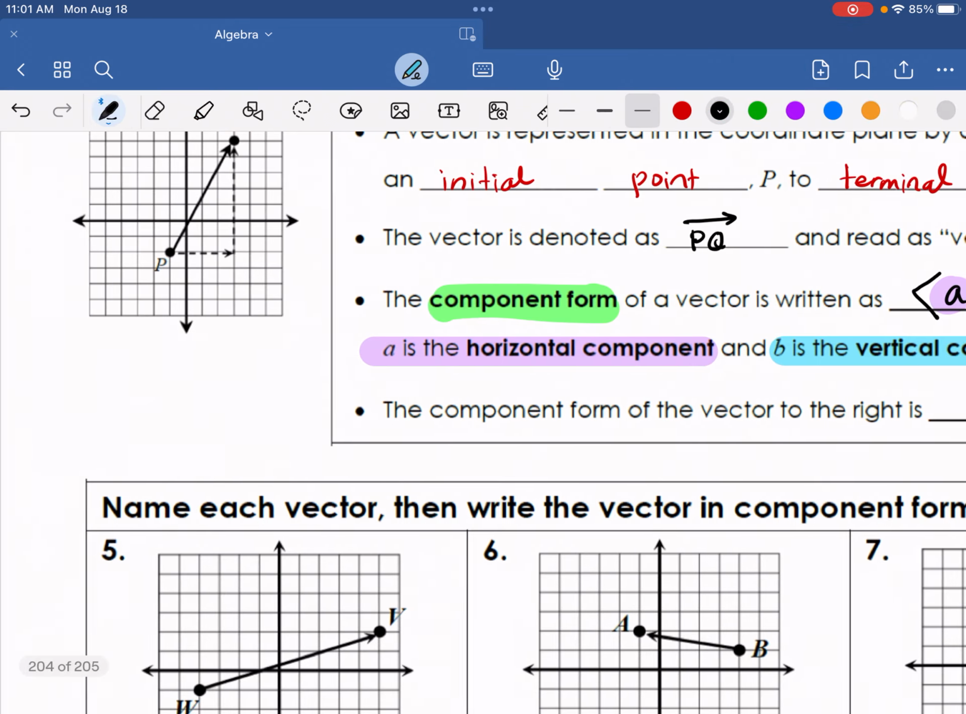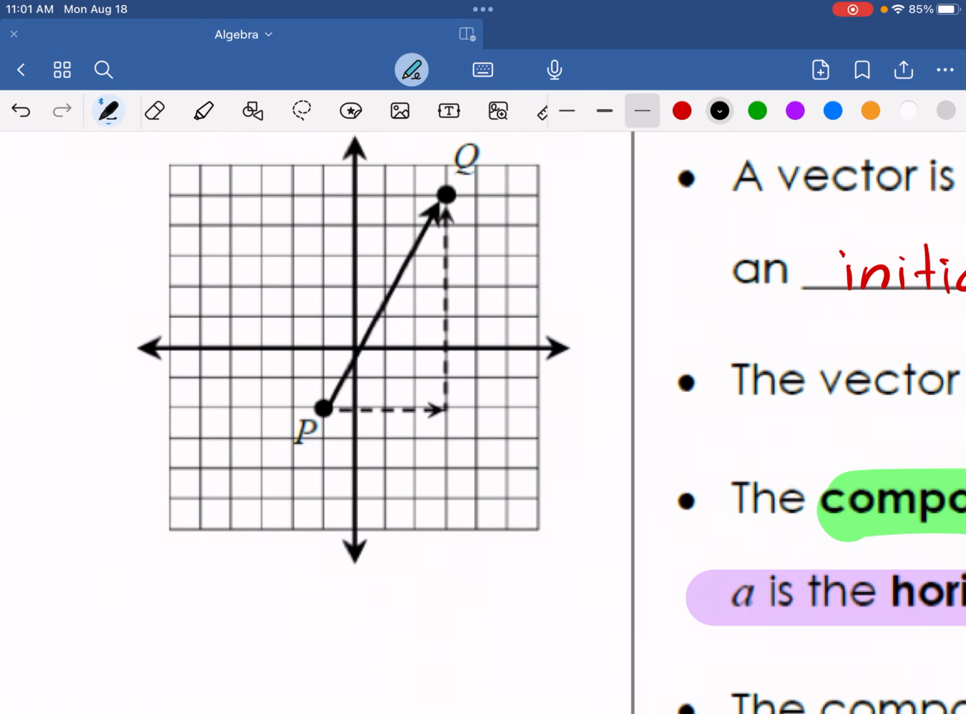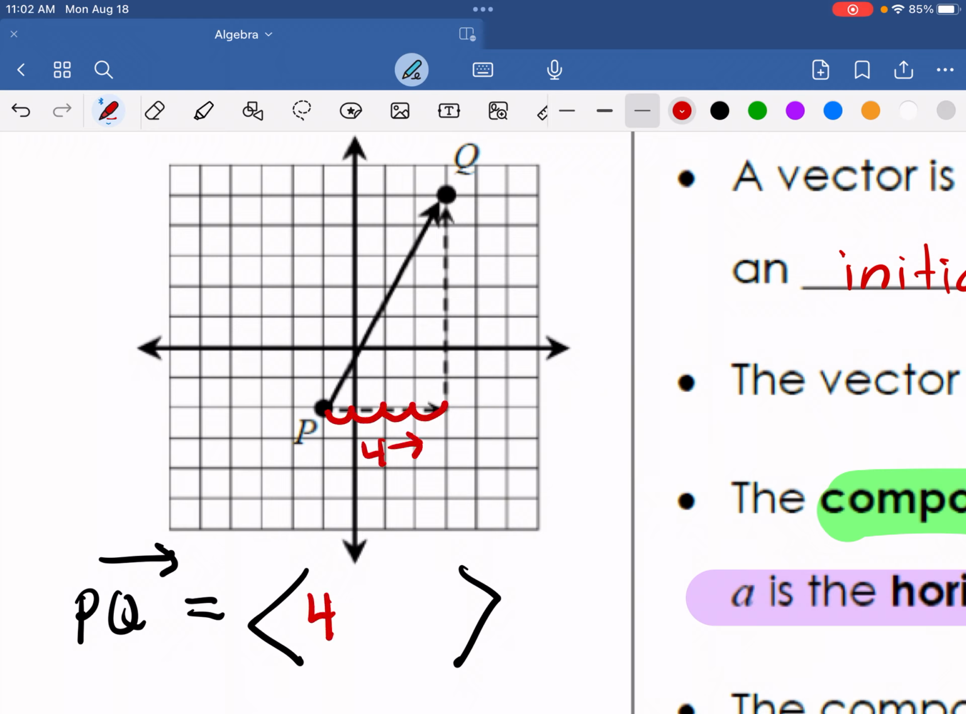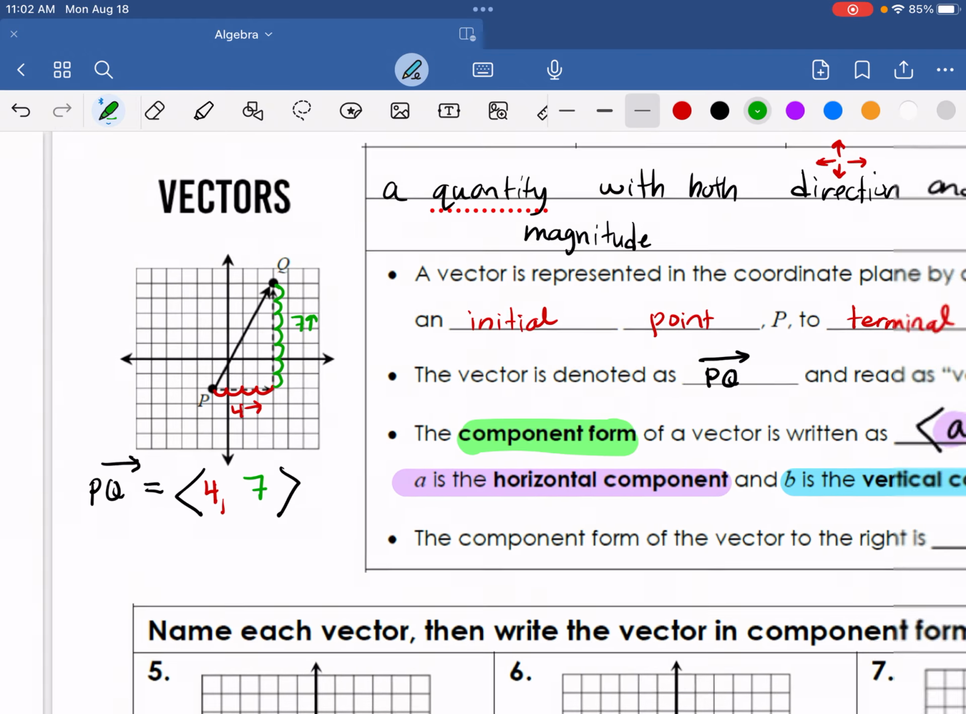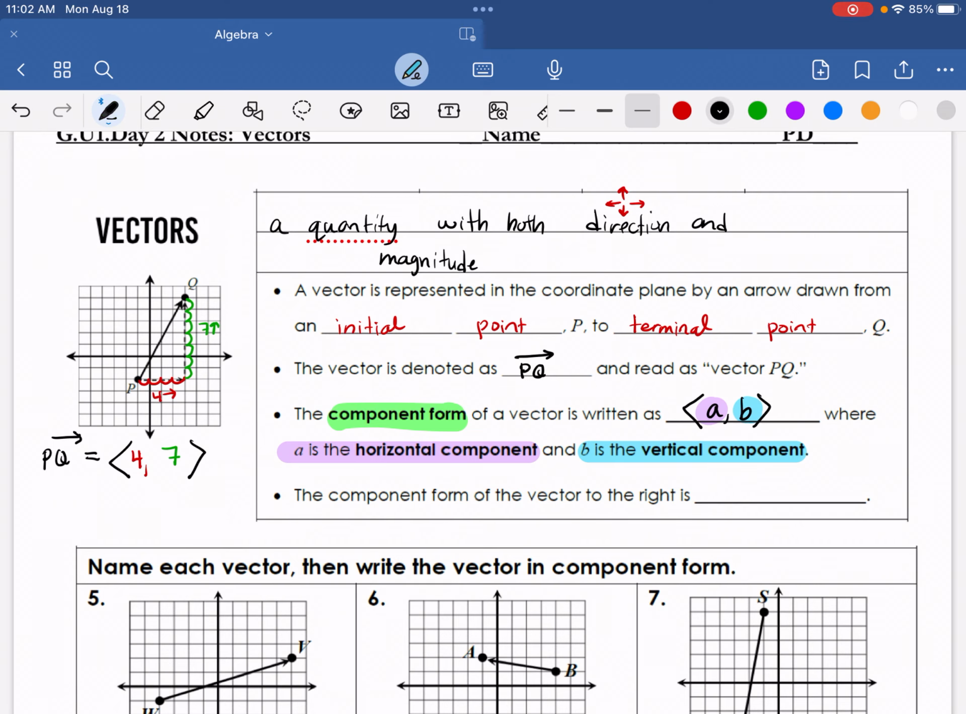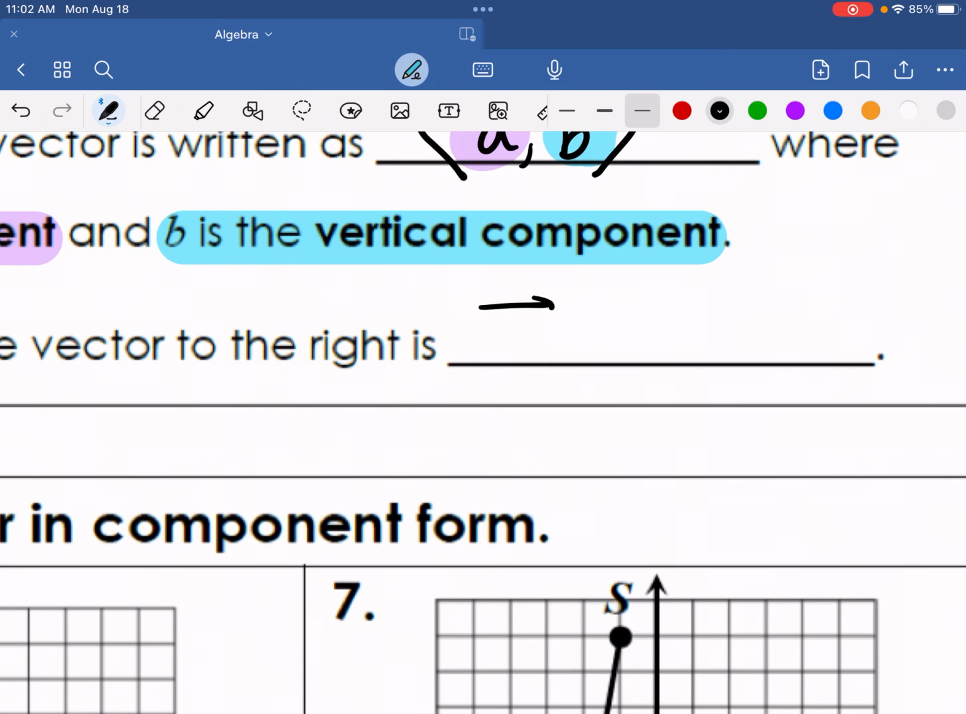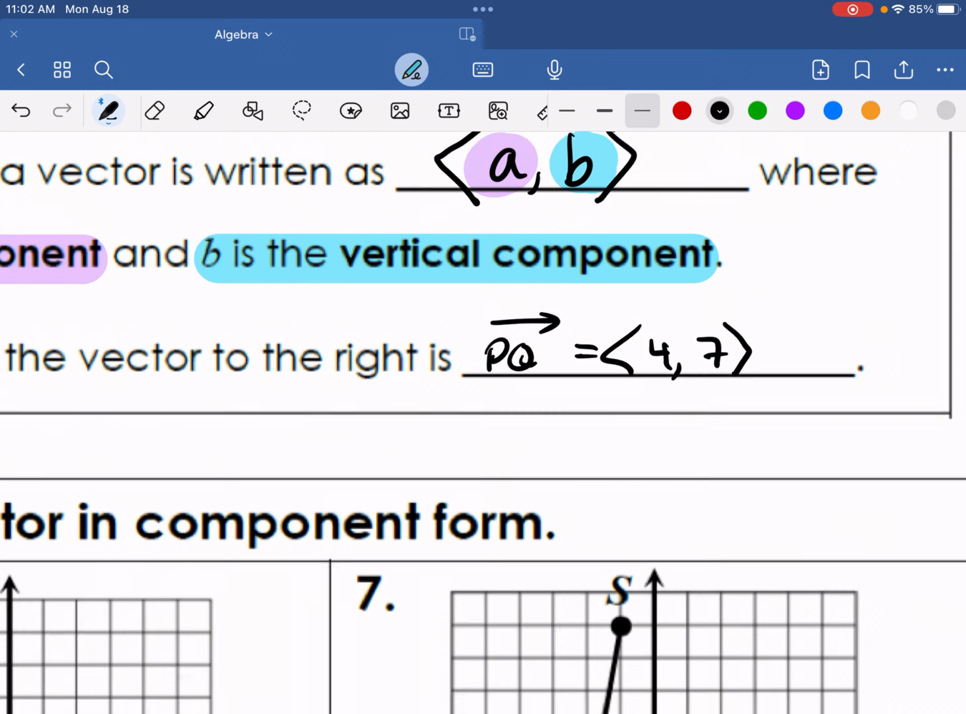So how would I write this vector? I would write it as vector PQ, and its component form, how far did it go? Well, from P, it goes 1, 2, 3, 4, 4 to the right, so that's a positive 4. If it goes left, you put -4. And it goes 1, 2, 3, 4, 5, 6, 7, 7 up, so that's positive 7. So it looks like a coordinate, but it's not a coordinate. Vector PQ is going in the direction 4, 7, because it went 4 to the right and up 7.